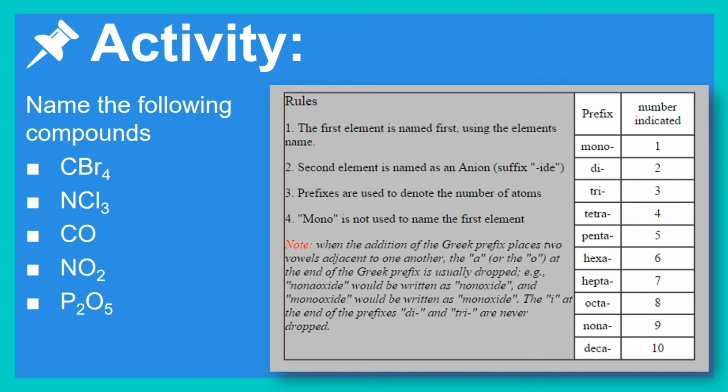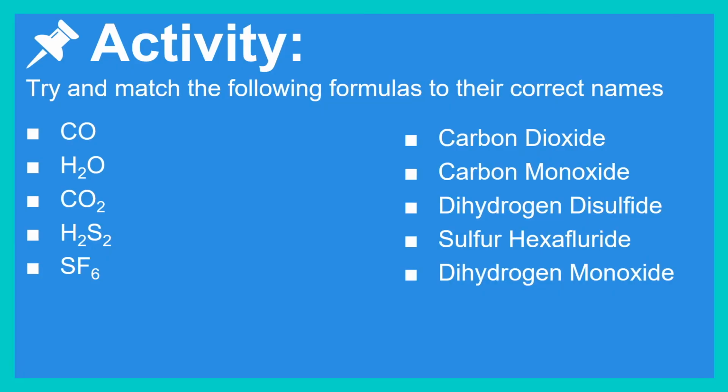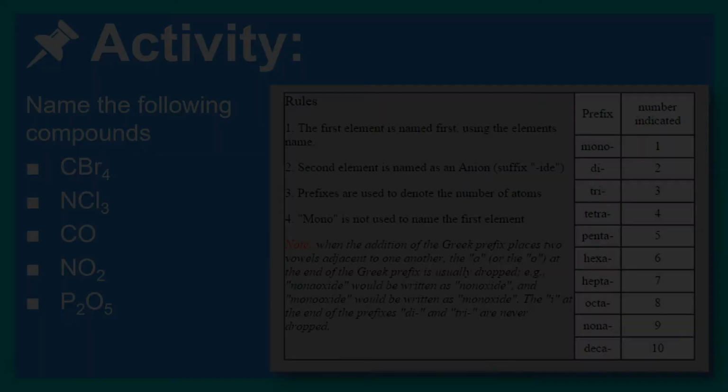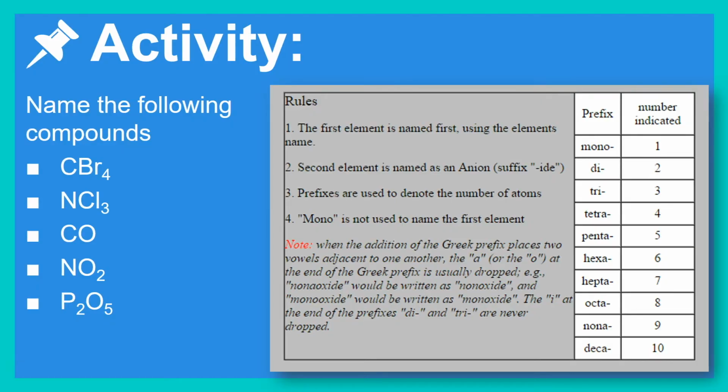Alrighty, so it's going to be your chance now. I want you to go through the following compounds. You've got CBr4, NCl3, CO, NO2, P2O5. I want you to go through and name them. And then on the slide after this, you can also go through and match the molecule with its correct name. So I'm going to pause the video and I want you to do those 2 slides, go through them, and then I'm going to go through the answers.